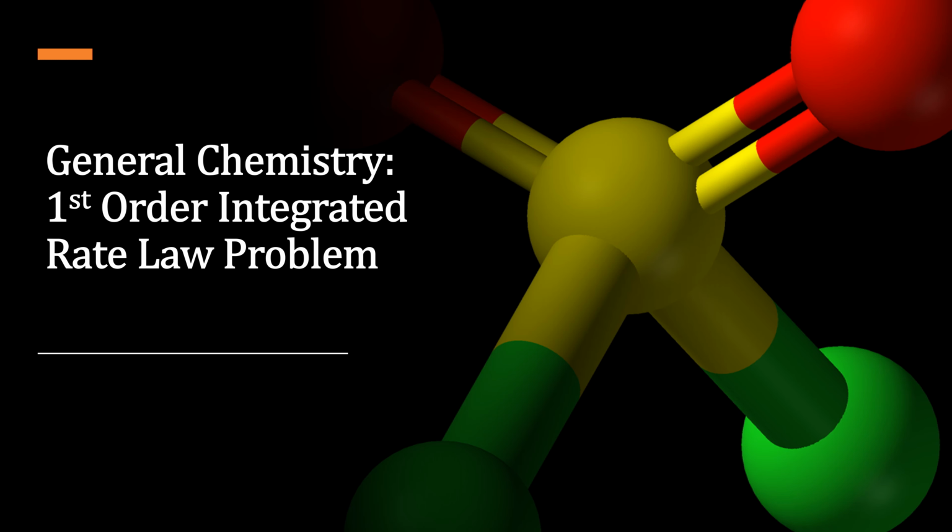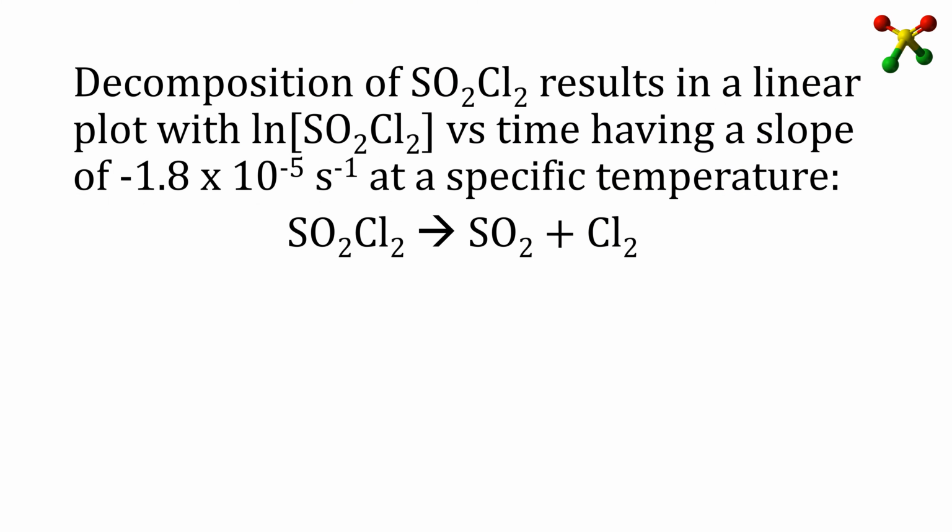This video covers several aspects of a general chemistry first-order integrated rate law problem. The decomposition of SO₂Cl₂ results in a linear plot where the natural log of SO₂Cl₂ versus time has a slope of negative 1.8 times 10 to the negative 5 inverse seconds at a specific temperature, where the chemical equation is shown as SO₂Cl₂ yielding SO₂ plus Cl₂.